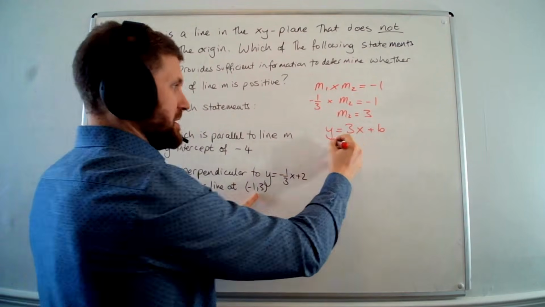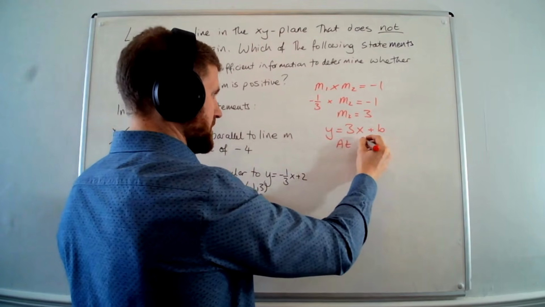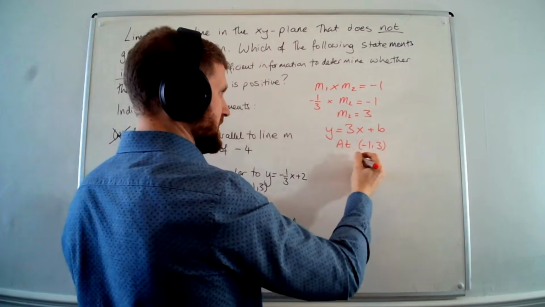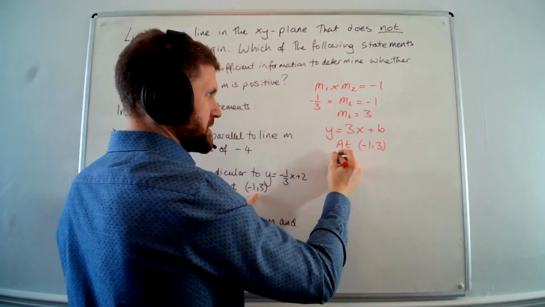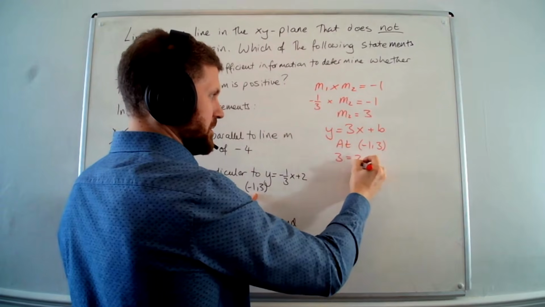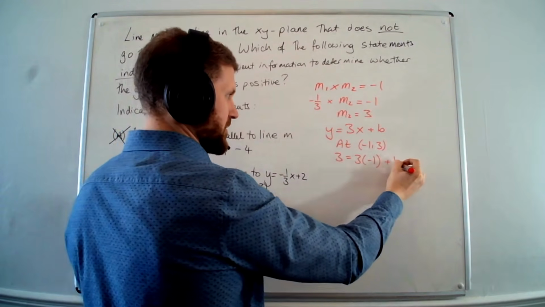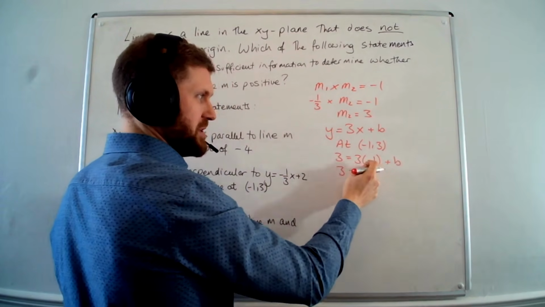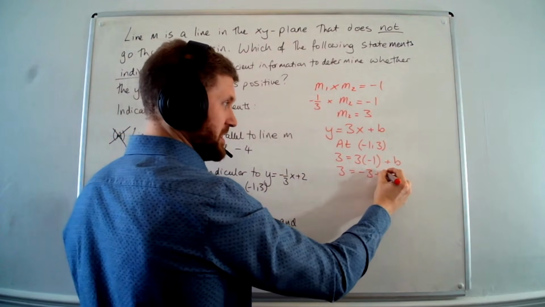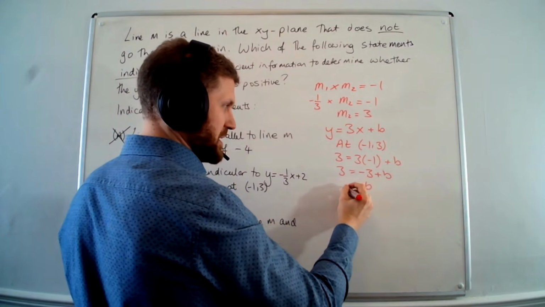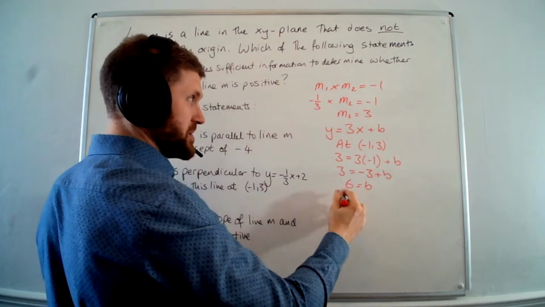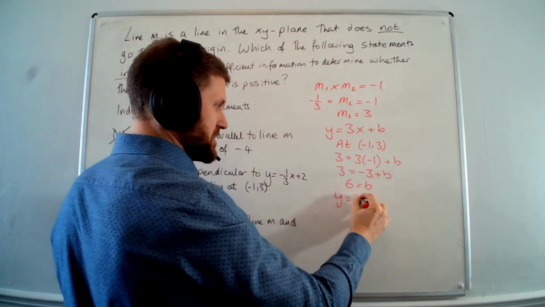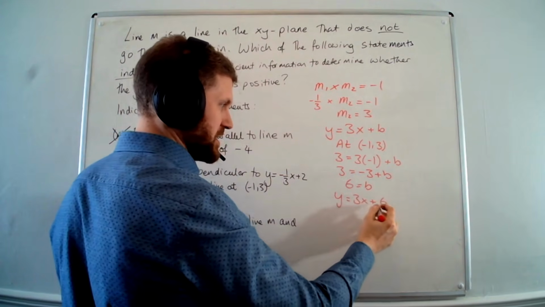And then at the point (-1, 3), my y coordinate is going to be 3. My x coordinate is going to be -1, and I've got a plus b on the end. 3 times the -1 is going to give me -3. Add 3 to both sides. I'm going to get my b equals 6. So y is 3x plus 6.